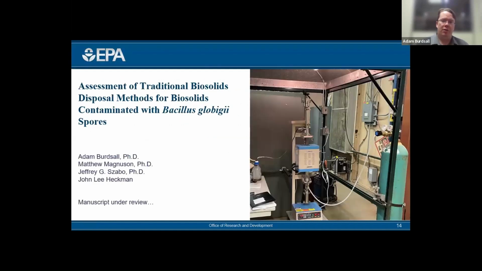The second study that I want to discuss is our assessment of several methods that are often used to treat dewatered biosolids that have been contaminated with Bacillus globigii spores. So we're putting the viruses aside for now. We're just going to focus on spores for this one. This work is currently under review for publication, and you can see our lab scale incinerator system here.